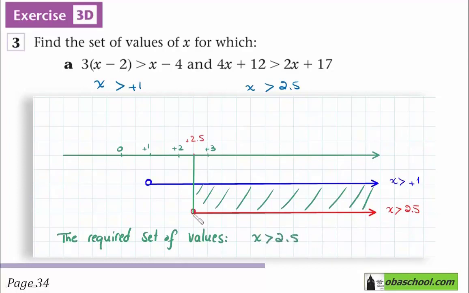Since I have an open circle, I cannot take it. So in this way, we can notice that the set of values may be given in the form of x greater than 2.5. It is not necessary that the solution is always bounded between two values as we have solved in the previous tutorial. So once we just draw the solution on the number line, we can determine the solution that achieves the two inequalities at the same time.